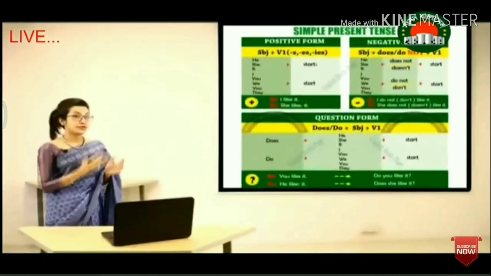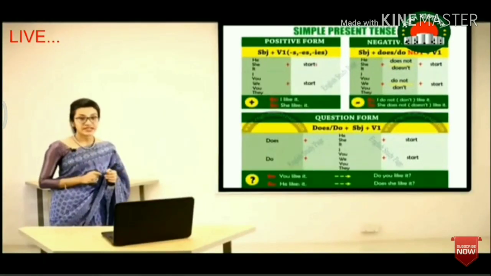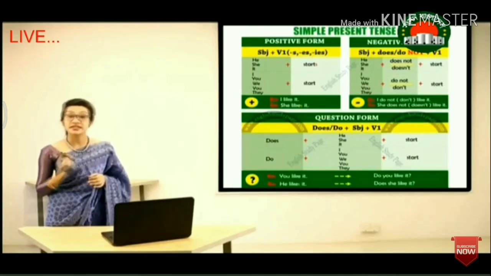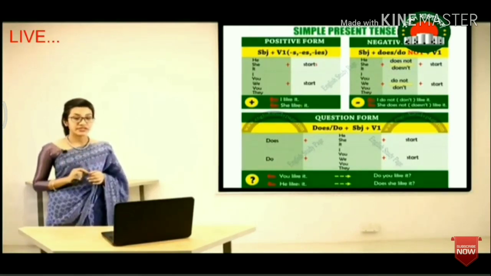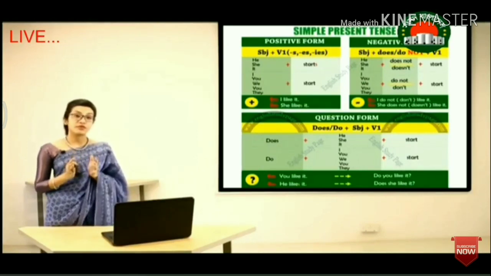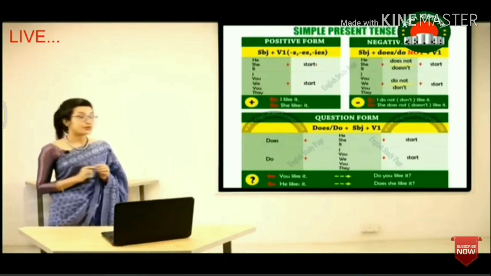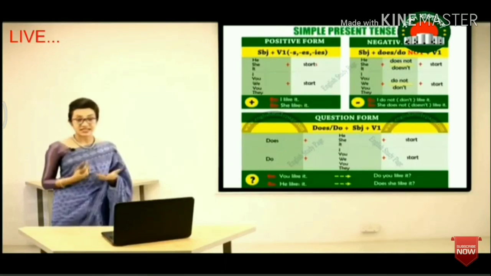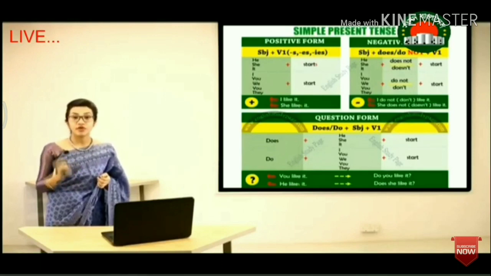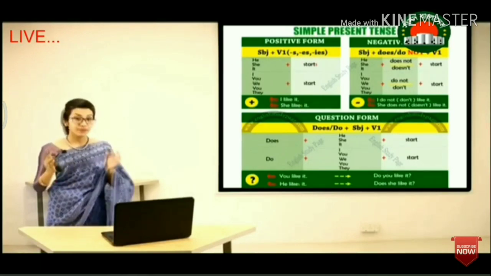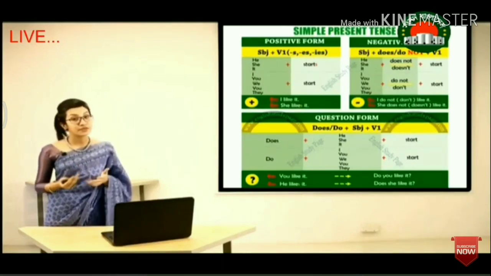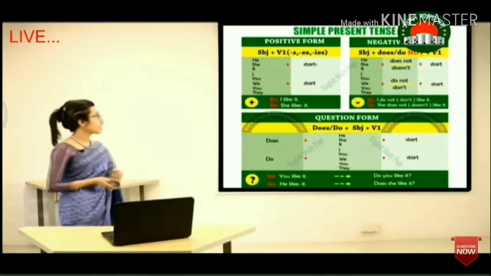Now, what's the difference between these two sentences? In the first example, I like it, the subject is first person singular number. For this reason, the verb that we have used is like. That means the present form of the verb like. But in the second one, she likes it, we can see that s has been added at the end of the verb like. Why is that so? Because the subject here is she, which is third person singular number.